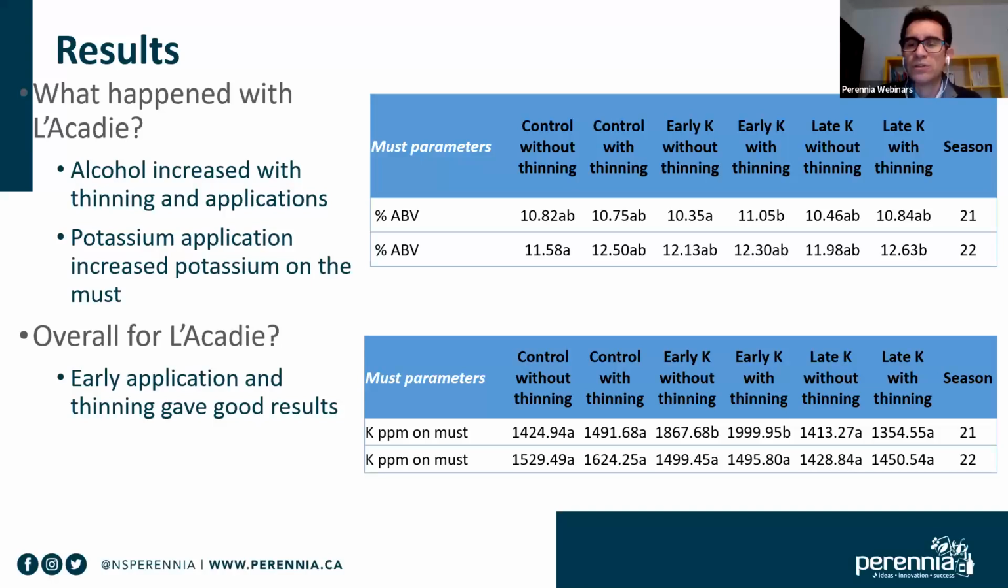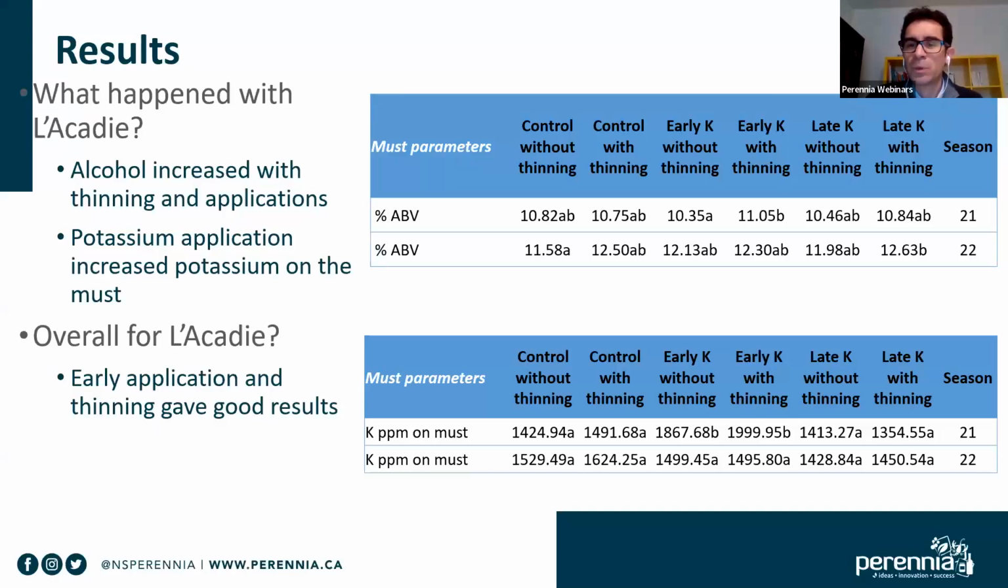Also, in 2022, the number of applications was higher, and when we were doing the applications we also had more precipitation. That is something else to consider when we are doing this kind of application. So overall for Lacadie, the early application and thinning gave good results.